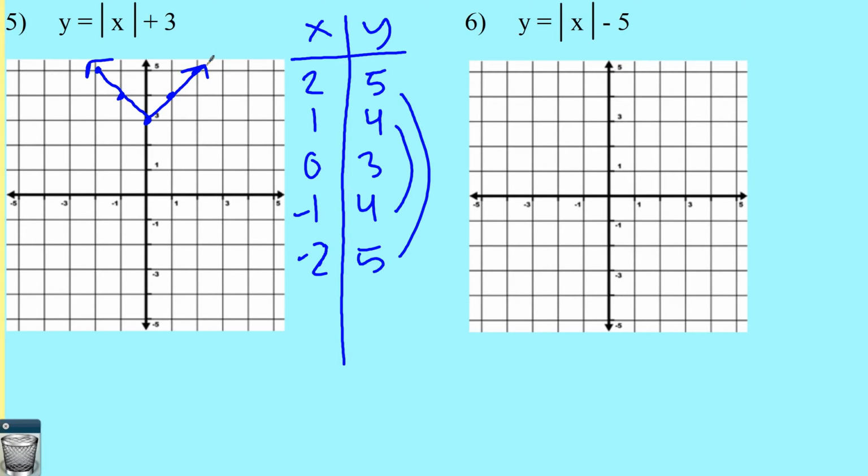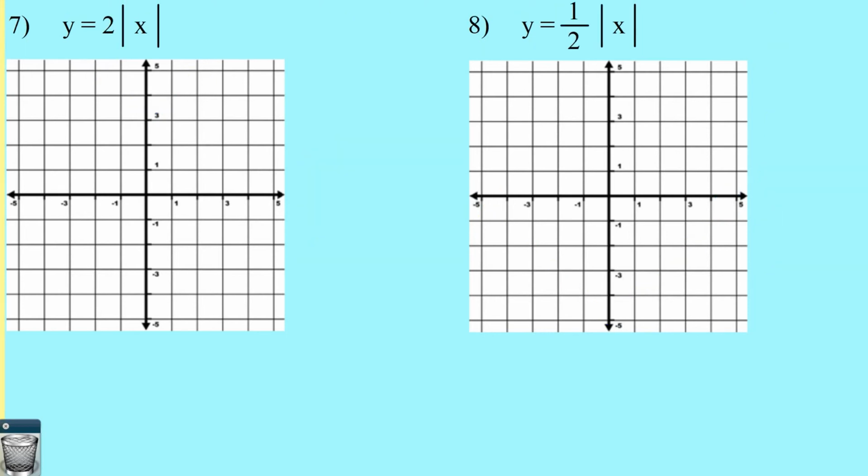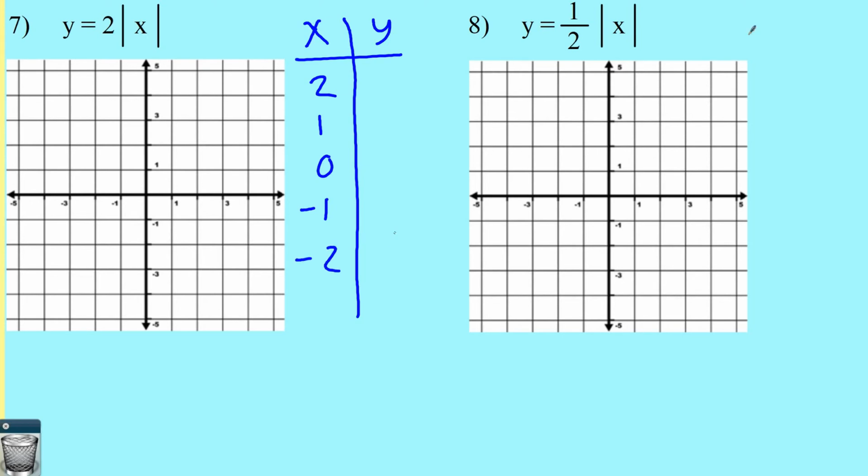Again, make a table, graph it, pause, and then I'll unpause in just a second, so do that. All right, so this is what I got for number 6. I got this on my table, and I've got my graph here. All right, let's keep going. Number 7 and number 8. So again, graph these two the same way you did the other ones. I would make a table, and since we haven't learned any tricks yet, I'm just going to start with these values. Okay, so take a minute, pause this, and come up with your tables and your graphs for these.